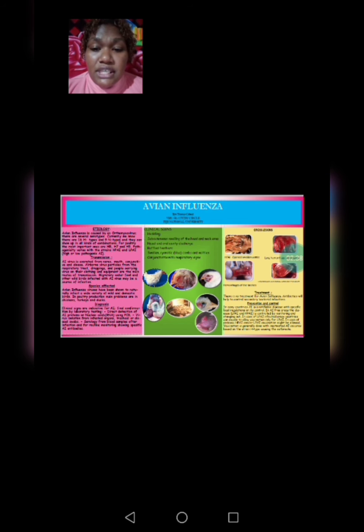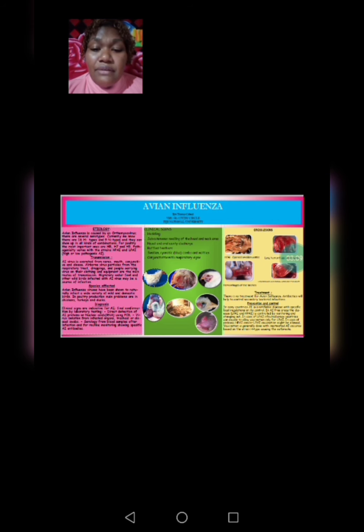For transmission, avian influenza is secreted from the nares, mouth, conjunctiva, and cloaca. Airborne virus particles from respiratory tract droppings, and people carrying the virus on their clothing and equipment, are the main routes of transmission. Migratory waterfowl and other wild birds infected with avian influenza virus may be the source of infection.